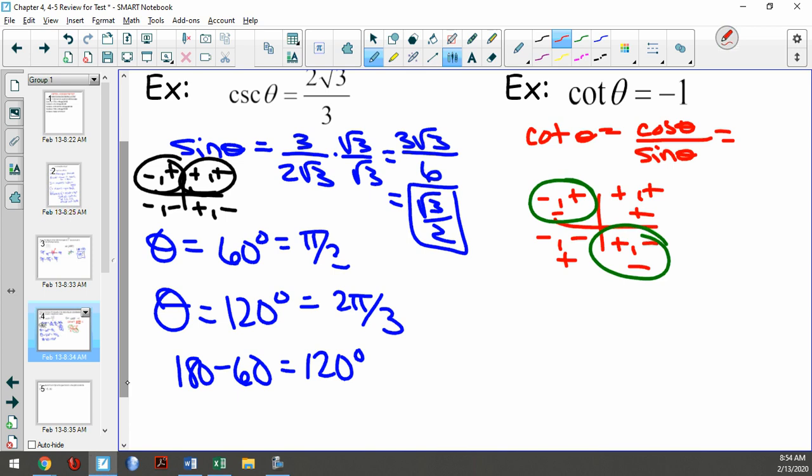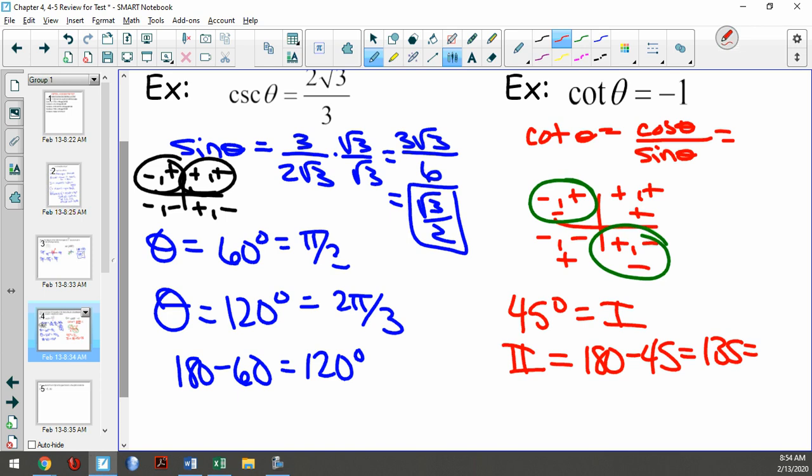So when I am in quadrant 2, this is referring to a 45-degree angle, but that's in quadrant 1, and I need to be in quadrant 2. So that's 180 minus 45, which is going to give you 135, which is 3 pi over 4. How do I know that? Because the only way I can get 1 is if my sine and cosine values are exactly the same: square root 2 over 2, square root 2 over 2. Do we all understand that?